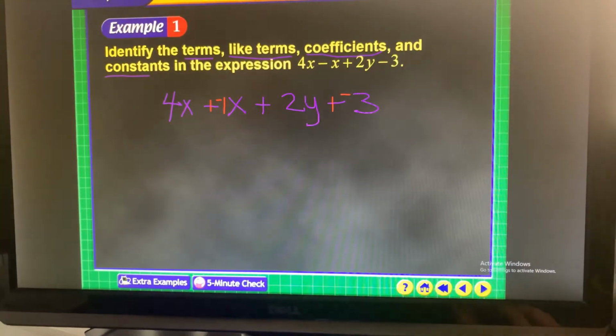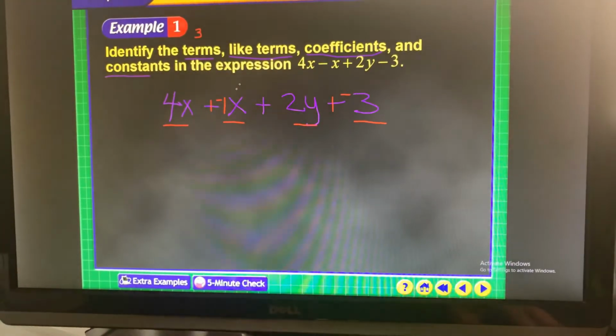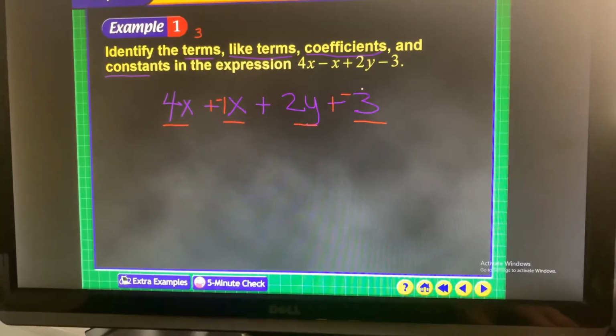So terms are separated by addition signs. So this is a term, this is a term, this is a term, and this is a term. So in this case, there are 4 terms: 4x, negative 1x, 2y, and negative 3.